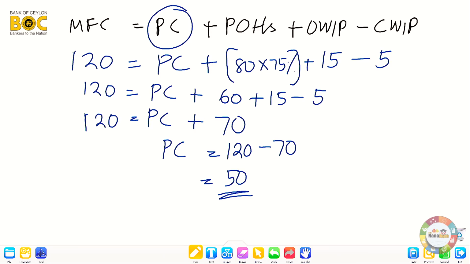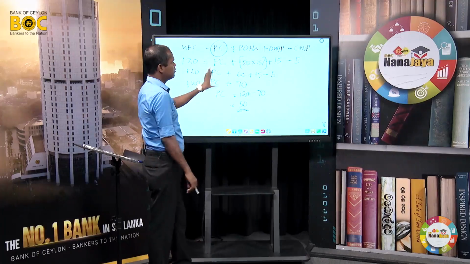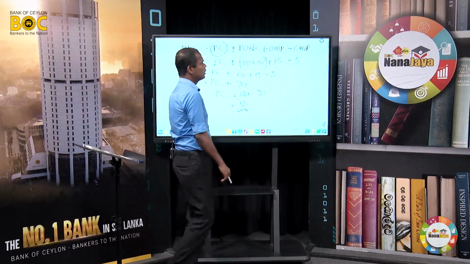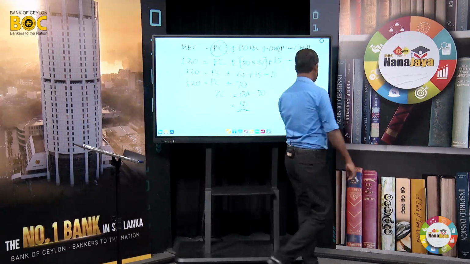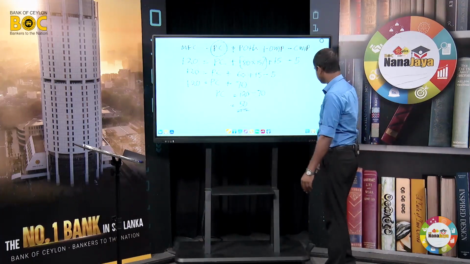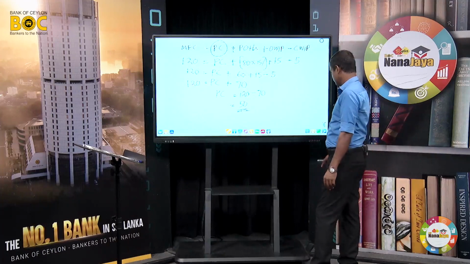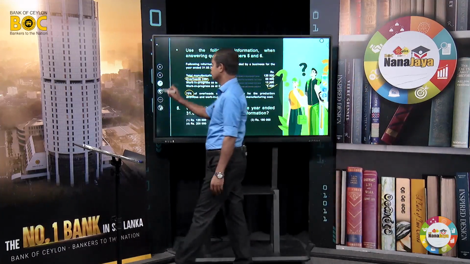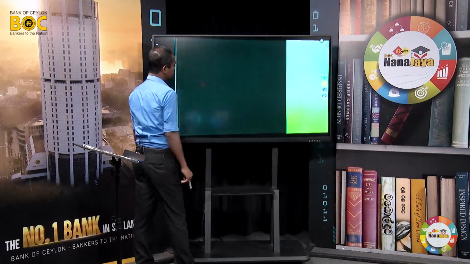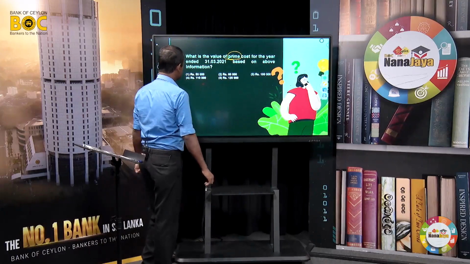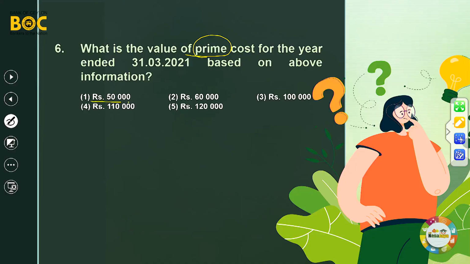Using the manufacturing cost formula, prime cost plus production overhead plus opening work in progress minus closing work in progress, we calculate the missing value. The answer is 50,000 rupees. What's the prime cost? 50,000 rupees. Answer number 1.